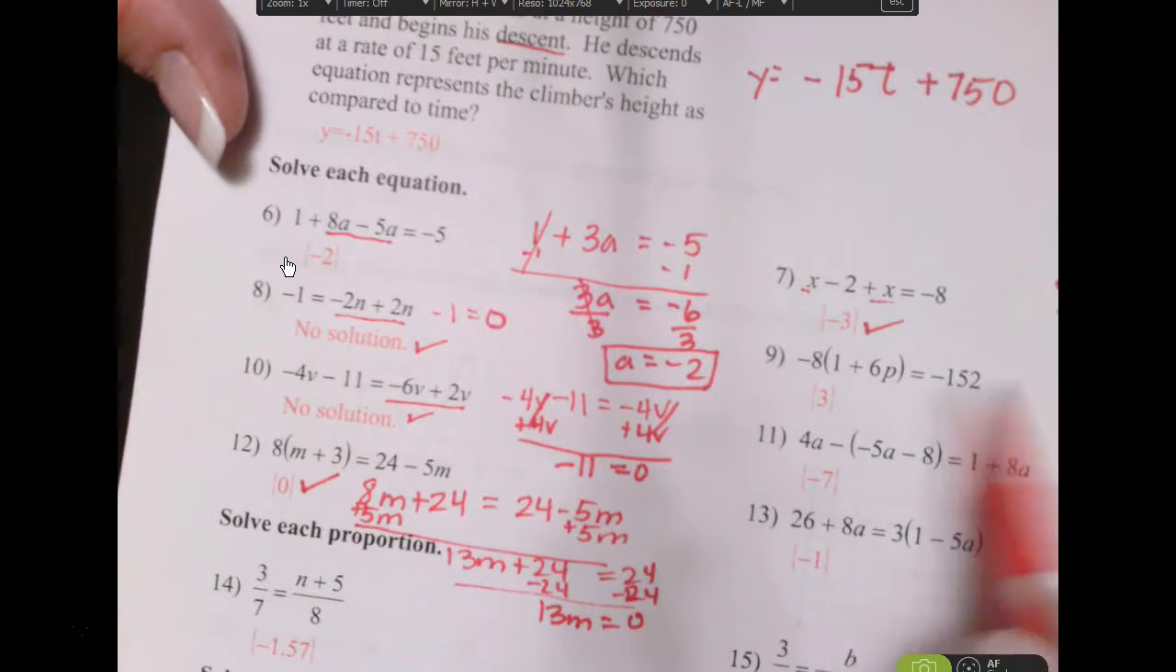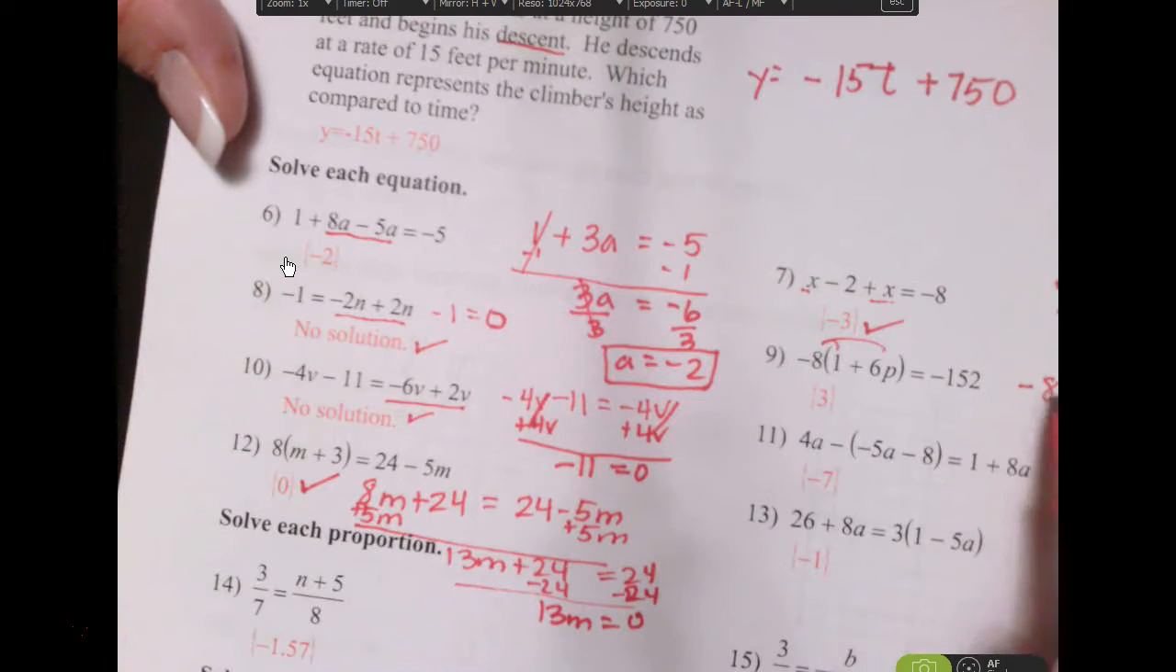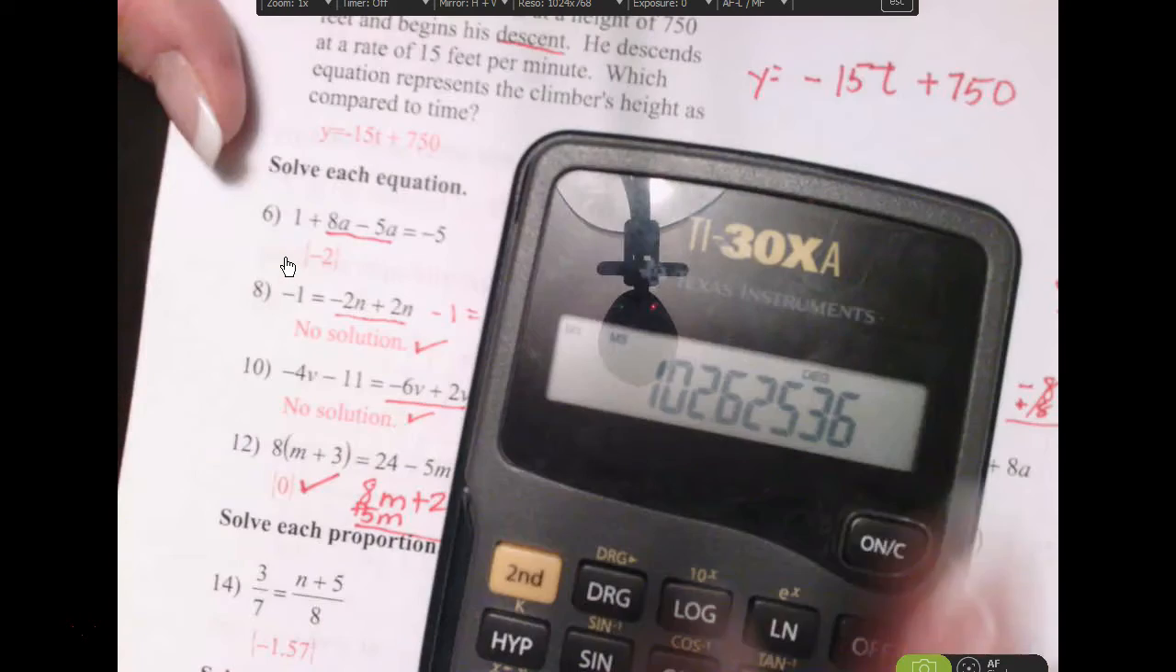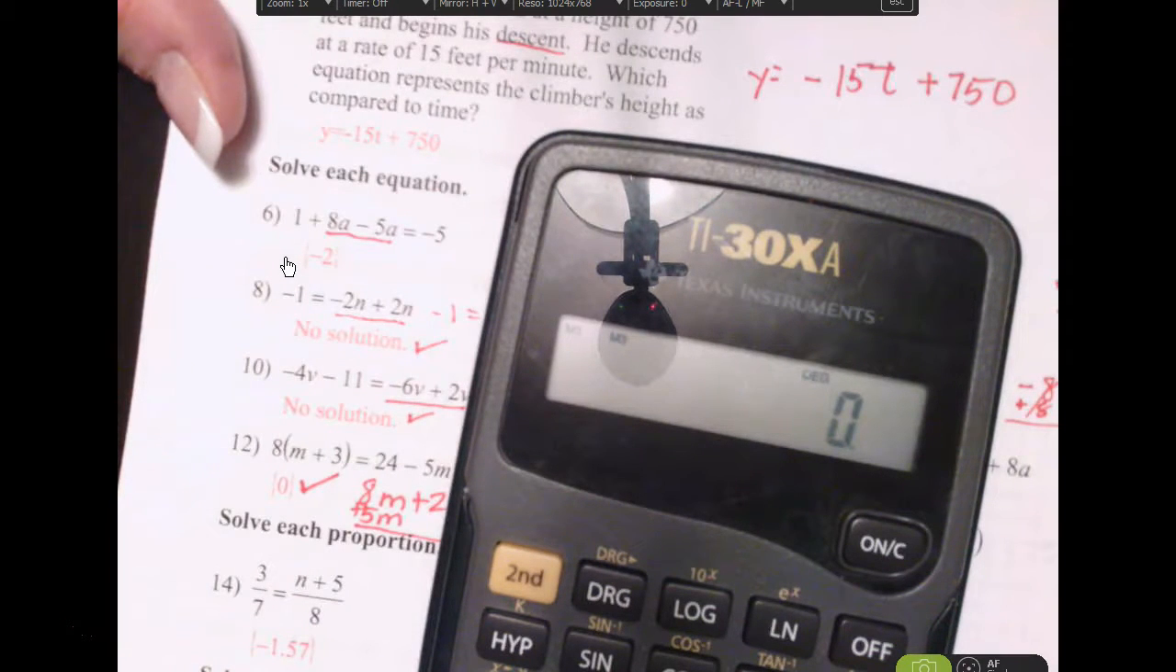In number 9, I want to distribute first. So I get negative 8 times positive 6 is negative 48p equals negative 152. I'm going to add 8 to both sides. Negative 48p equals negative 152 plus 8. That's where I'm going to get my calculator out. Negative 152 plus 8 is negative 144. And then I want to divide both sides by negative 48, and I get 3.